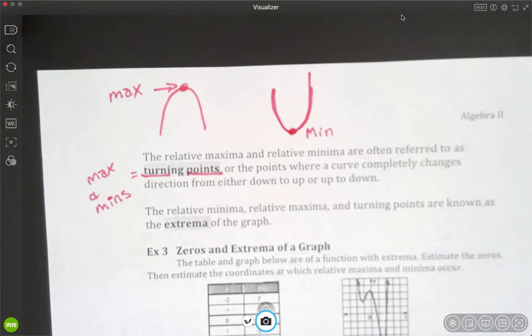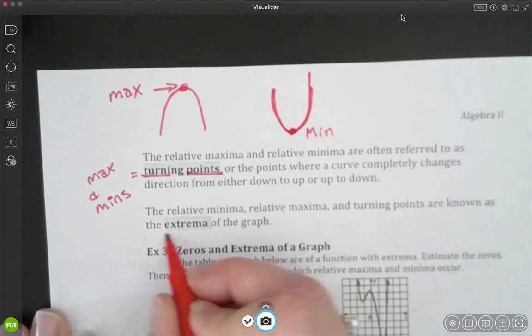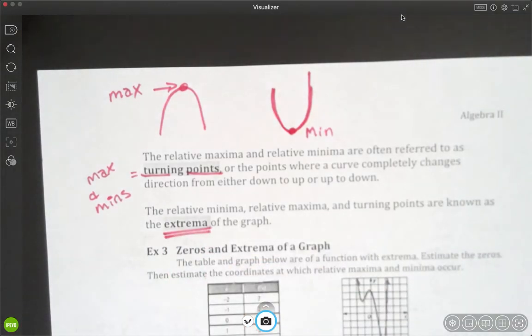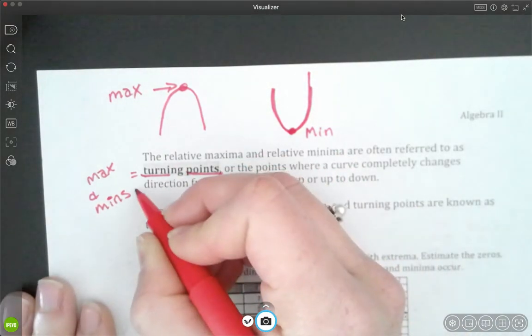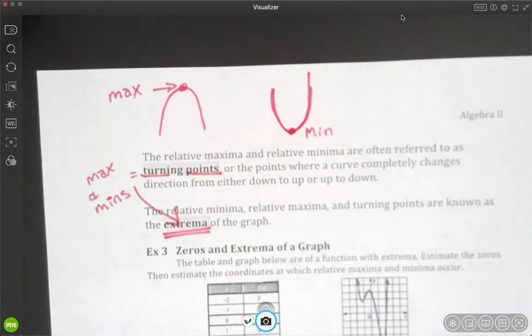So those are your maximums and minimums. And they also will sometimes label these as extrema. What word do you hear in the word extrema? Extreme. Like maxes and mins, those are extreme points, like highs and lows. So extrema mean the same thing. Turning points are your extrema.